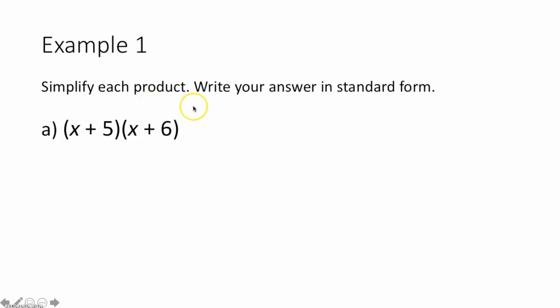Example time. Example 1 says simplify each product. Write your answer in standard form. So we're going to FOIL or double distribute. We'll start by multiplying the first terms together. What's x times x? That's x squared. Then we multiply the outer terms together. What's x times 6? Well, that's 6x. So we write plus 6x.